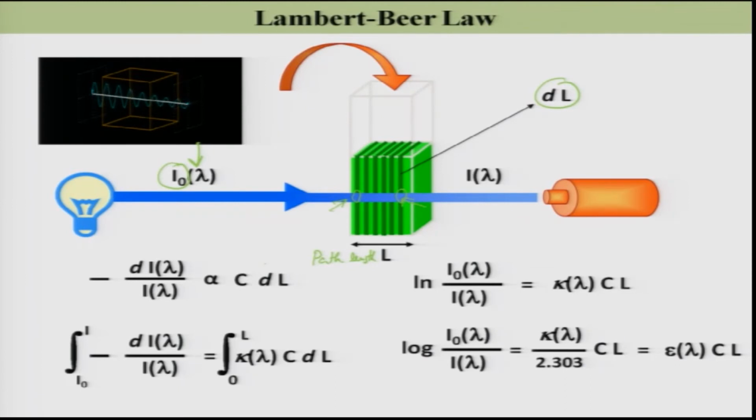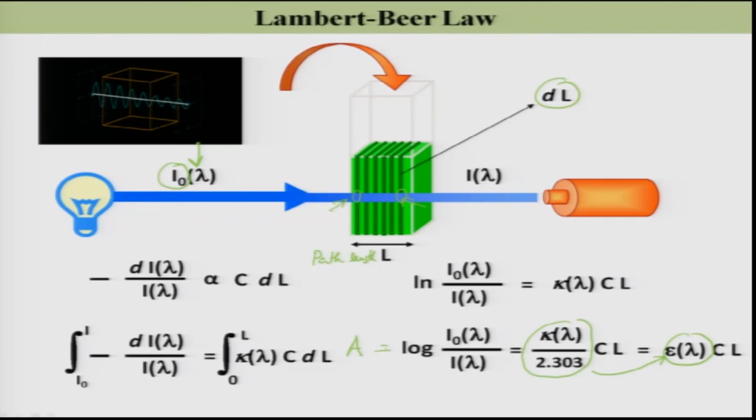So I can simply do the integration from I0 to I, that is 0 to L, and what I will get is ln I0 by I equal to kappa, some constant which obviously depends on the lambda, into C into L. So we'll just change from natural logarithm to base 10 log, and what we will get is kappa, a function of lambda, divided by 2.303, which is epsilon. This quantity is termed epsilon over here, epsilon CL. So here A is equal to epsilon CL, a simple derivation.